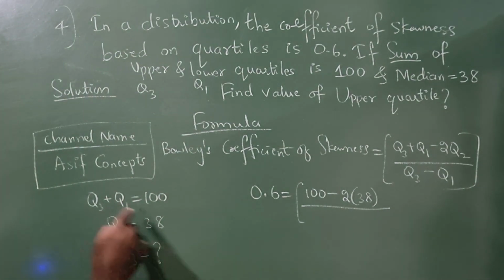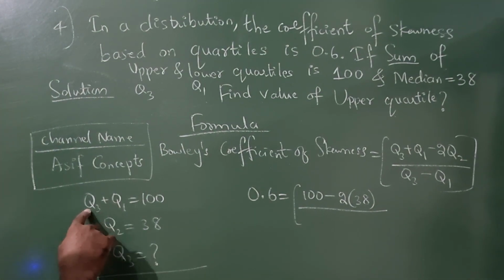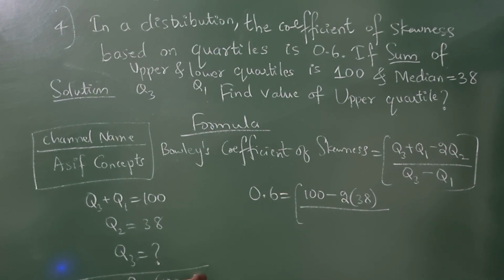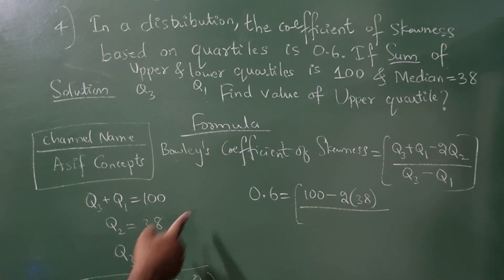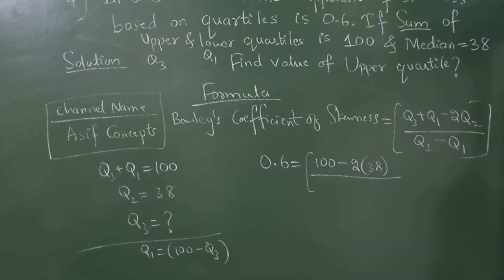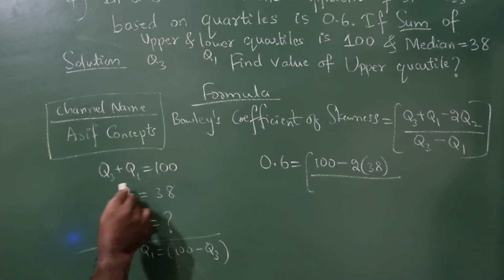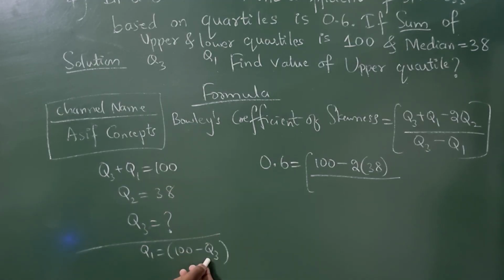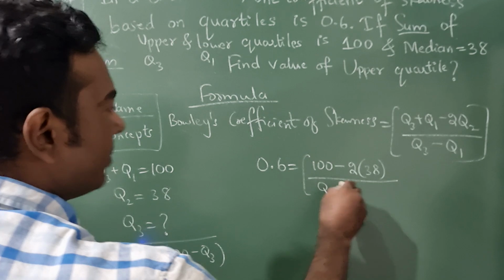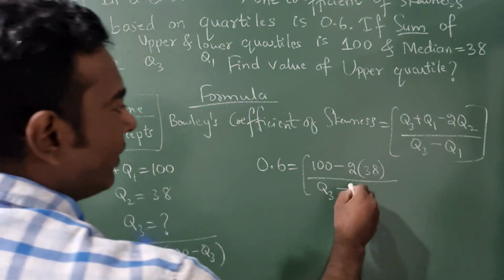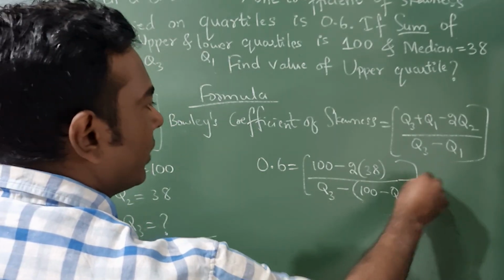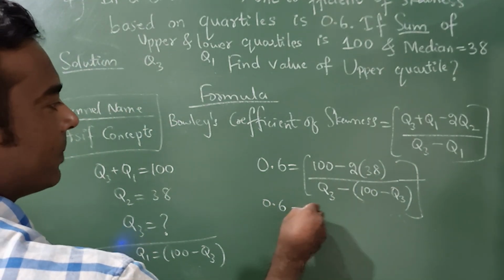What you have to do is take this Q3 on the right hand side. So Q1 value will become 100 minus Q3. Let me repeat. Q3 plus Q1 is equal to 100. I have taken Q3 on the right hand side. It has become minus. So in place of Q1, I must write this. So let me write Q3 as it is because I need to find out that Q1 value is 100 minus Q3. Okay. Now write this 0.6.